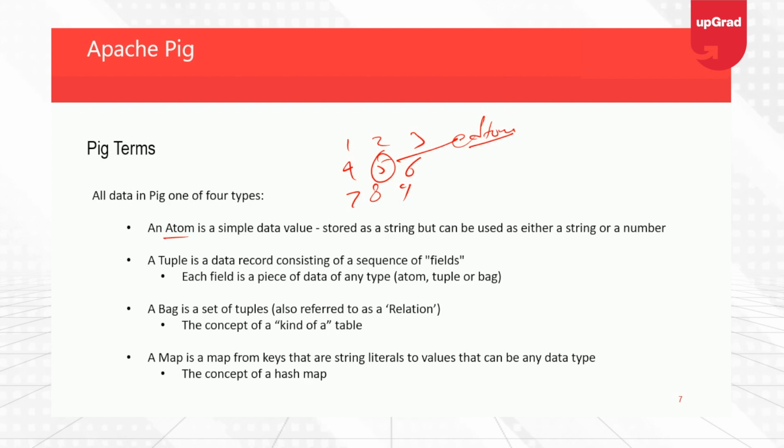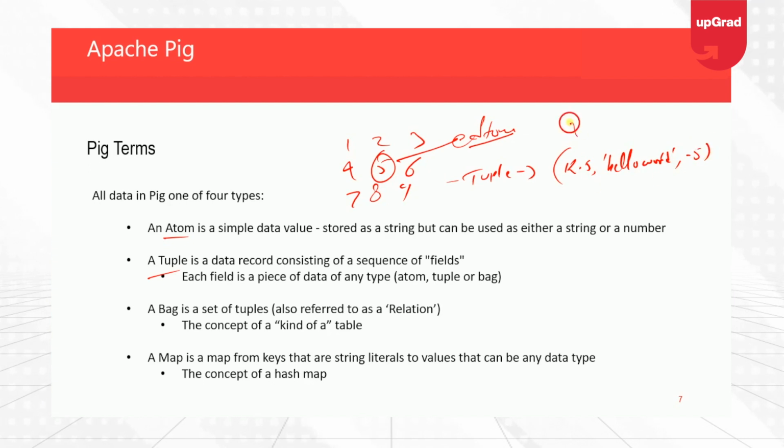The second term that we use to describe the data in Apache Pig is a tuple. So what exactly is a tuple? A tuple is an ordered set of fields. It is used to describe data like a row. So for example, if I provide you an example of a tuple, the tuple would look like this. I would say, let's say 12.5, hello world, and let's say -5. So this is how a tuple looks.